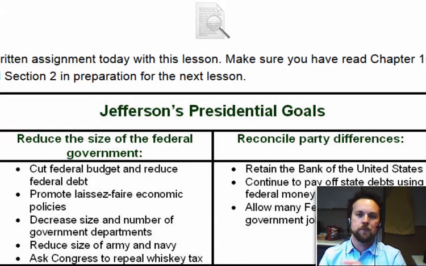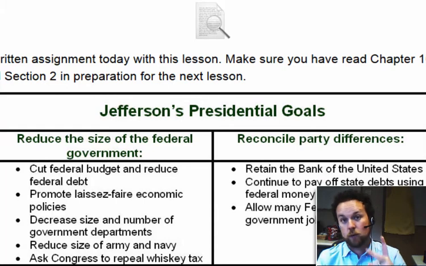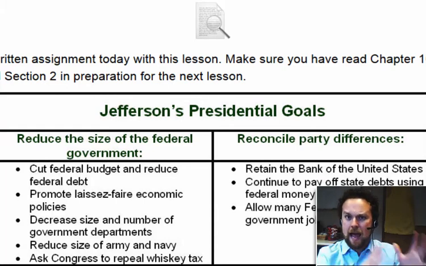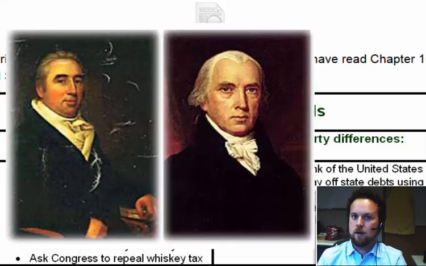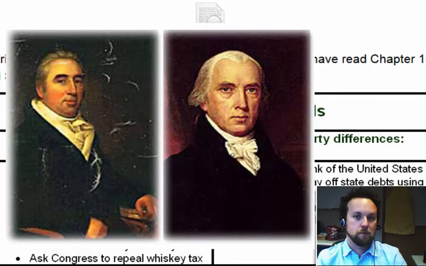Now remember, from today, we talked about Jefferson's presidential goals to reduce the size of the federal government and reconcile party differences, and how he went about trying to achieve those goals, as well as the very, very important Supreme Court case of William Marbury versus James Madison.